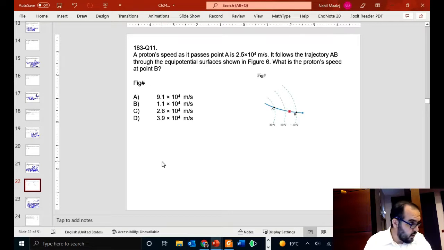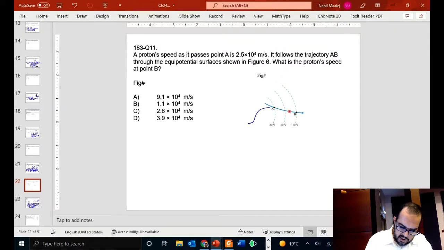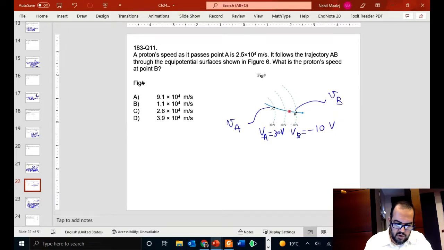Okay, so here we already have a figure. This is the velocity at point A, 2.5 times 10 to the power 4. This is the velocity of the proton at point B. And we have the potential at B, VB, equal to minus 10 volts, and VA equal to 30 volts. In a problem like this, we want to determine the speed.